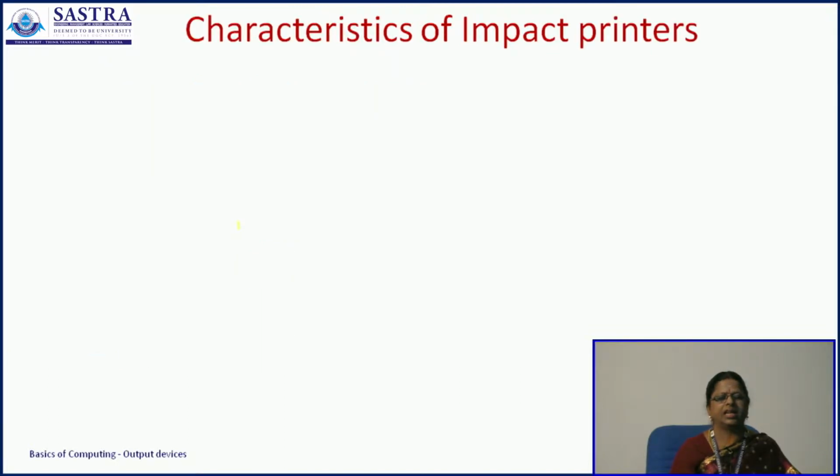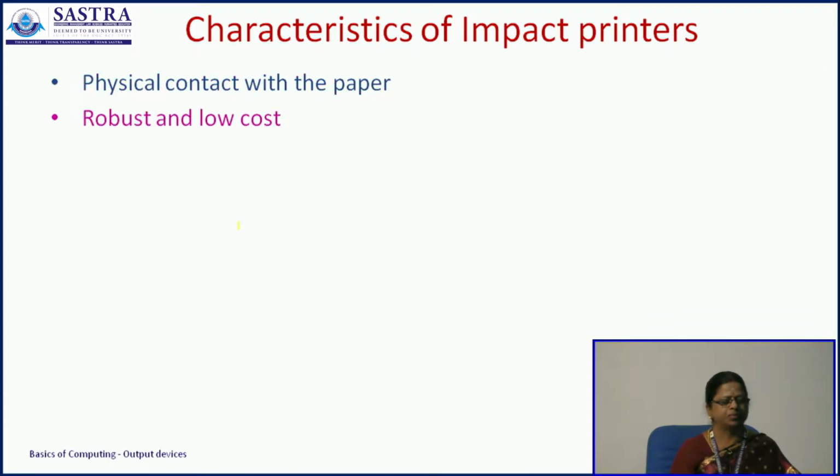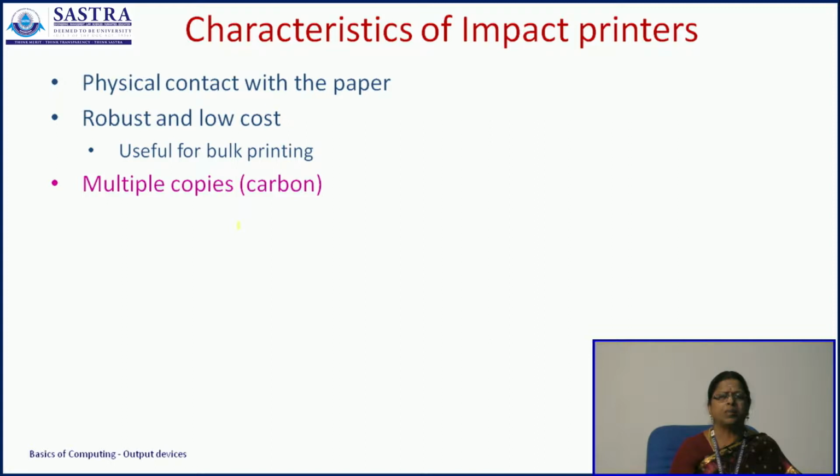Let us see the characteristics of impact printers. Impact printers make physical contact with the paper. They are robust and of low cost. They are useful for bulk printing. Multiple copies can be made. For example, if you want to make 1+2 carbon copies, we can still make it, because it can easily print through many layers of paper. So you can keep carbon sheets in between the papers so that we can have a number of prints.